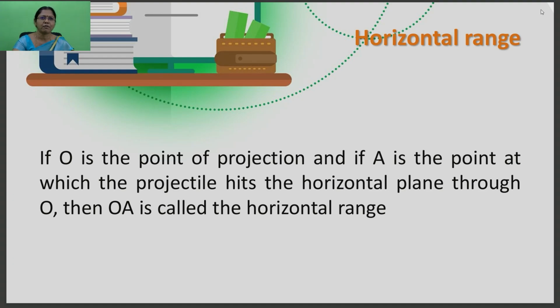Let us see an official definition of this. If O is the point of projection and A is the point at which the projectile hits the horizontal plane through A, and through A is very important, the point O and the point A lie on the same horizontal plane. That is very important, and we have to make a note of this. Then OA is called the horizontal range.